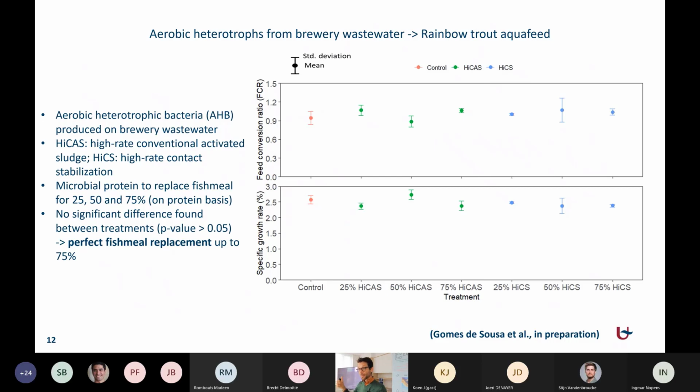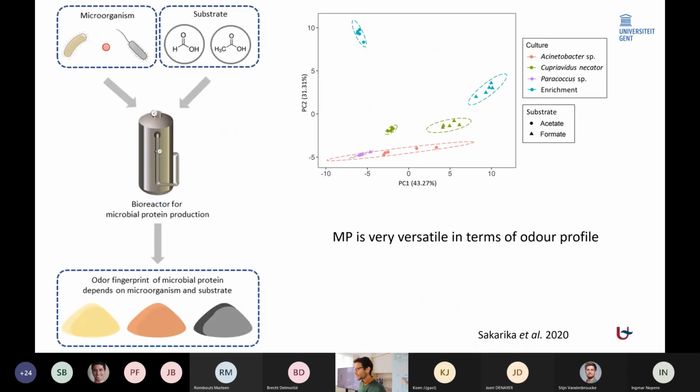And we have the same specific growth rate, so the same productivity of the fish. And we have the same FCR, feed conversion ratio. So we're as efficient and we can grow these fish as well. So this is a very nice replacement potential. Now, palatability is important: taste, odor, texture, etc. This is one of the examples of the group in Ghent of Korneel Rabaey, and it shows that we can be very versatile in tuning for odor and therefore probably also for taste of microbial protein.